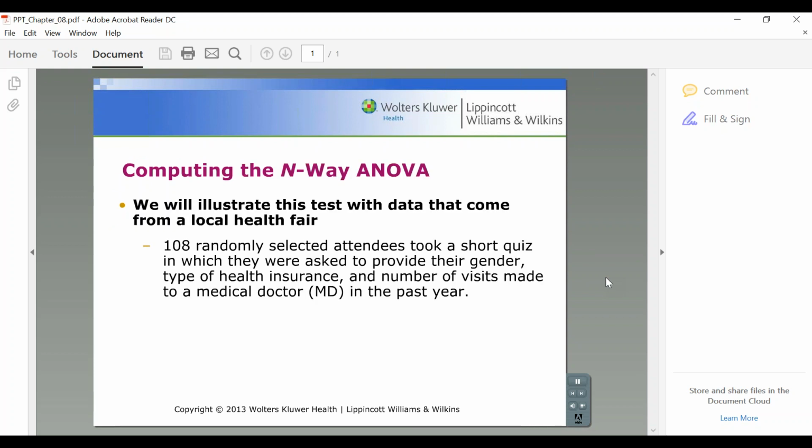Okay, so we're going to go back to our original 2 by 4 factorial, and we'll look at 108 randomly selected attendees. They took a short quiz in which they were asked to provide their gender, type of health insurance, and number of visits they made to a medical doctor. Just by this scenario, you can tell this is not any type of experimental or quasi-experimental design. It's just a basic cross-sectional survey approach where they collect all this data. Then you'll use some type of statistical procedure to control the data, break it up into different levels, and analyze it utilizing the two-way ANOVA.